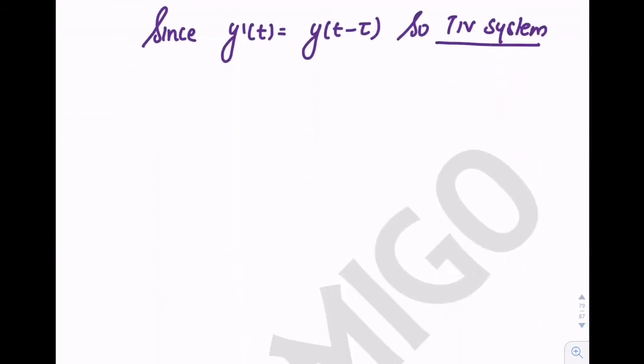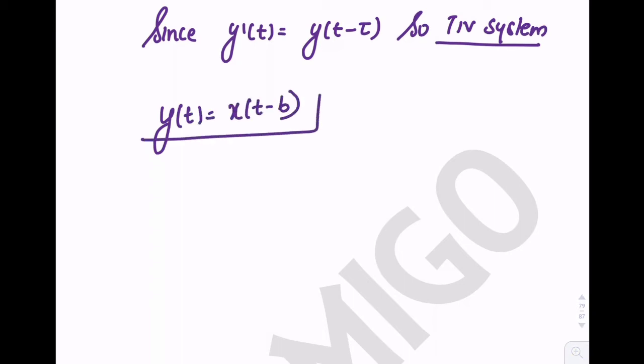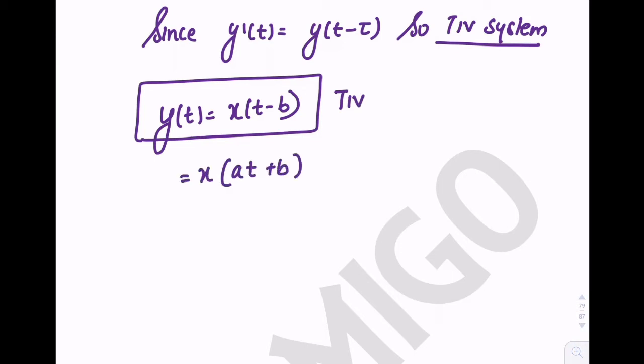Now you can prove this, that if y(t) is equal to x(t minus b), where b can be anything, then it is a time invariant system. But if y(t) is equal to x(at) plus b or minus b, then it will be a time varying system. You can prove this using the same method.